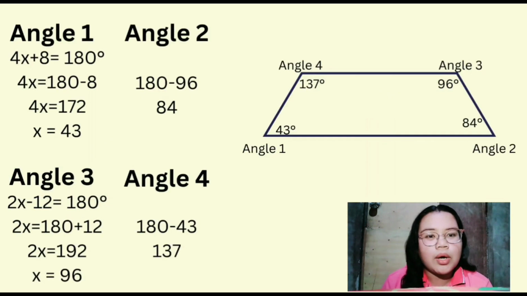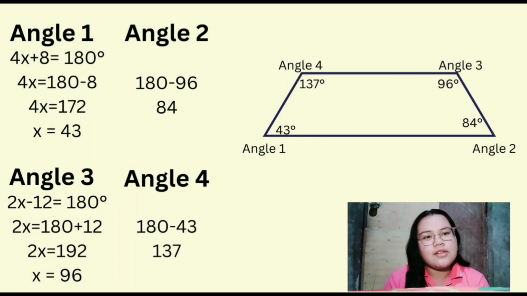So for angle 1, we have 4x plus 8 is equal to 180 degrees. So 4x is equal to 180 minus 8. 4x is equal to 172. So we divide both sides to get the answer. 4x divided by 4 is equal to x, and 172 divided by 4 is equal to 43. So for our angle 1, x is 43.